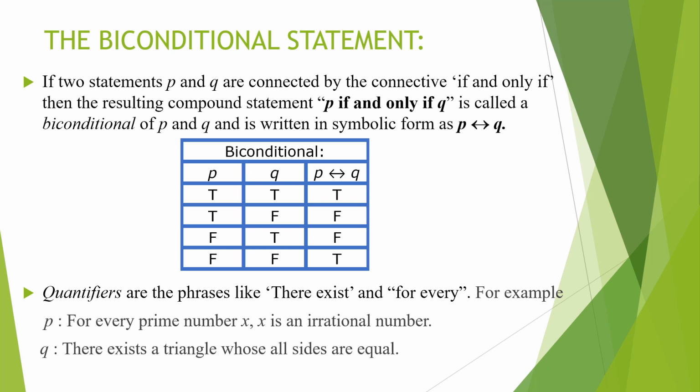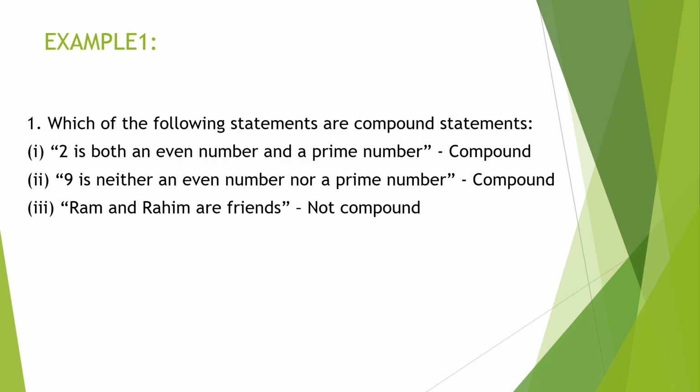So now the next thing is quantifiers. For any statements you have quantifiers, which are phrases like there exist, for every. You have come across these phrases in maths. For example, if I have the statement P, which is for every prime number x, x is an irrational number. I can also have a statement of this kind, there exists a triangle whose all sides are equal. So in these cases, there exist and for every are called the quantifiers. Remember, we will discuss examples on each of these things, so it will be very clear. We will start with the first example.